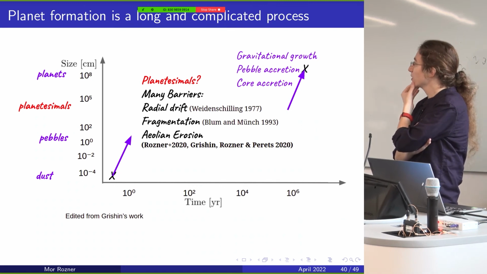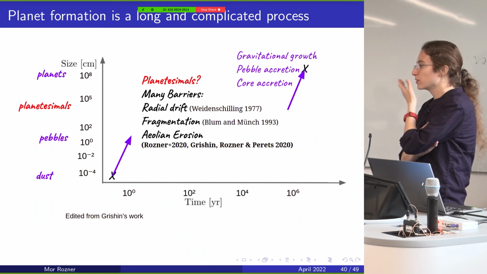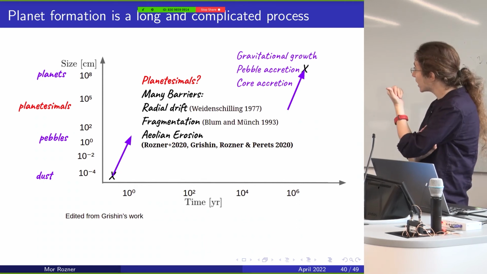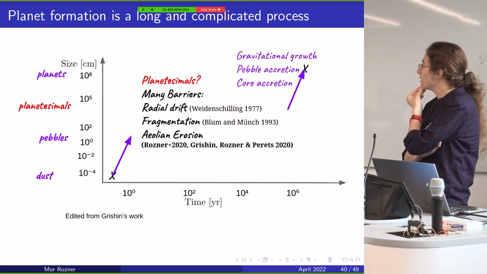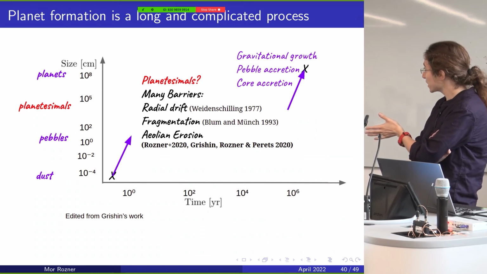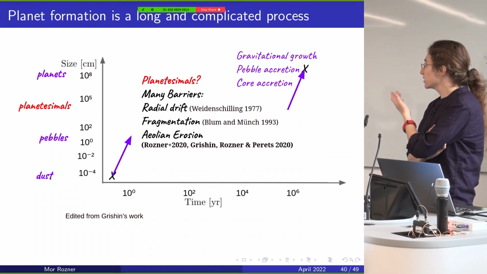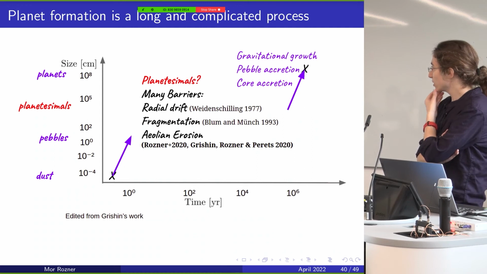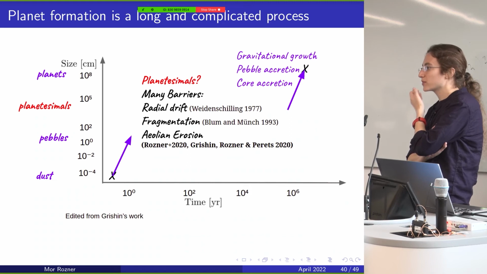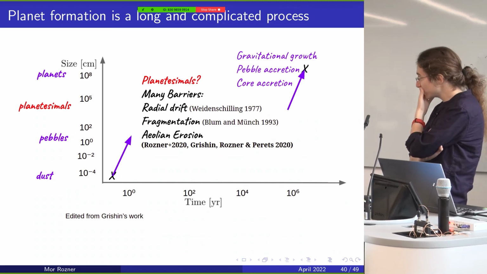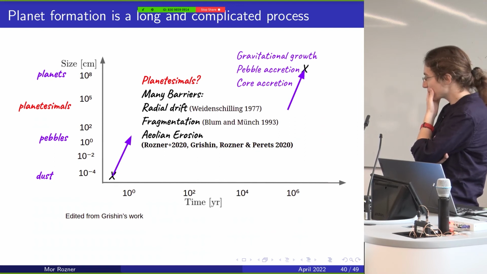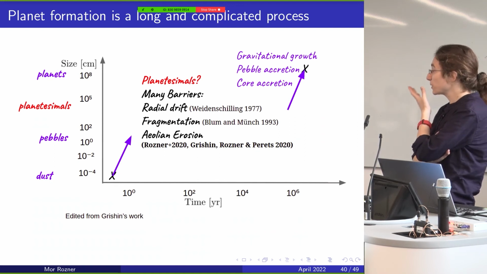That will be fragmentation. And you have radial drift due to the pressure. Actually, pebbles are going into the star rather than just growing. And once you actually pass this barrier, then you know how to explain the growth of very large objects, for example by pebble accretion, in which very large objects accrete small pebbles, or core accretion.